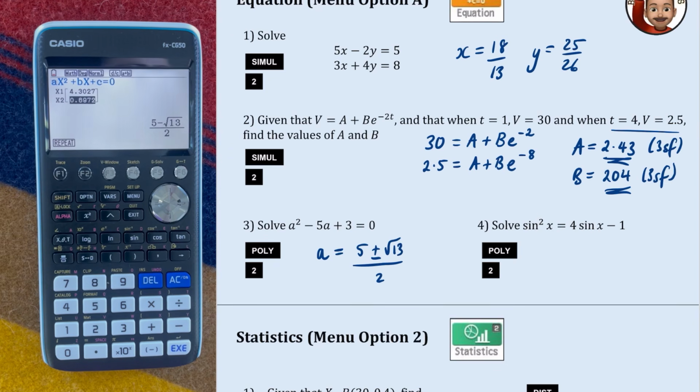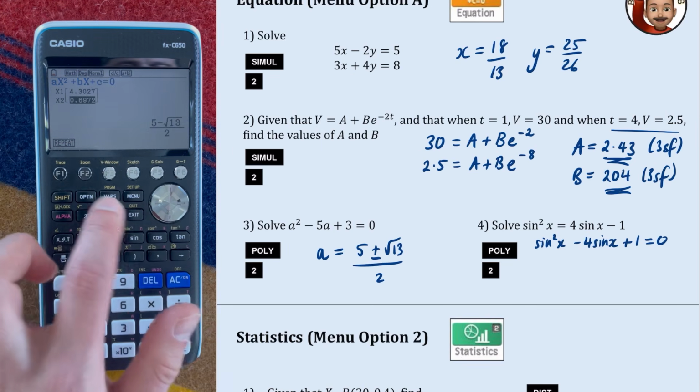Now this one is a good opportunity to use the polynomial equation, even though it's trigonometry. Now you might notice after a bit of rearranging that this equation that we've got here is actually what I call a pseudo-quadratic or a quadratic in disguise. So if I make everything be equal to 0, we've got something that has got a sine squared, a sine, and a constant. So if I solve this using the polynomial, it won't tell me what x is equal to, it will tell me what sine x is equal to.